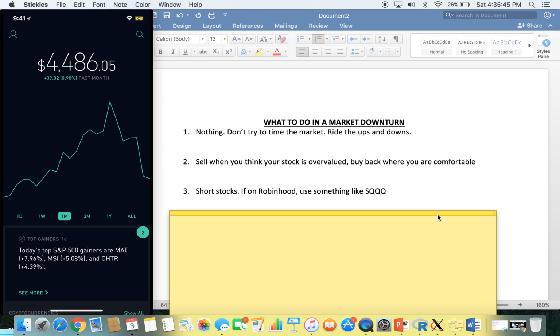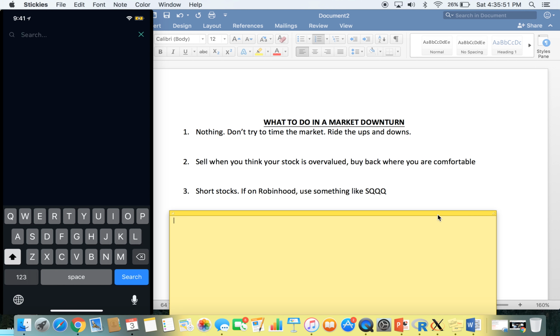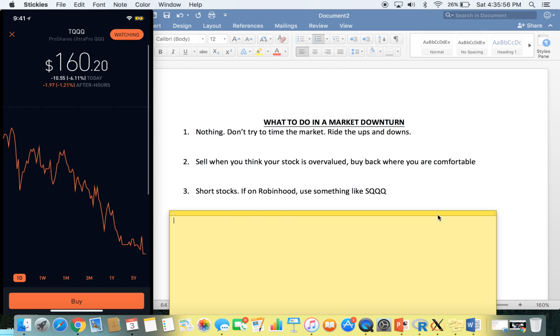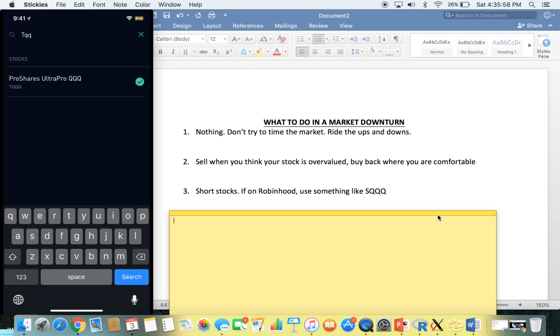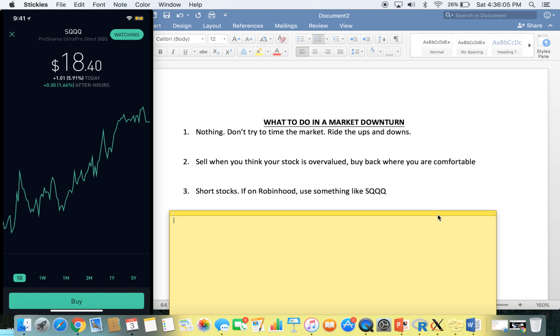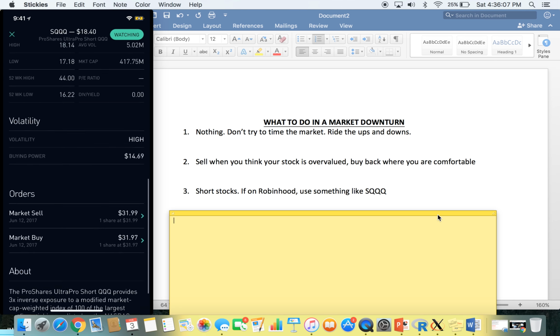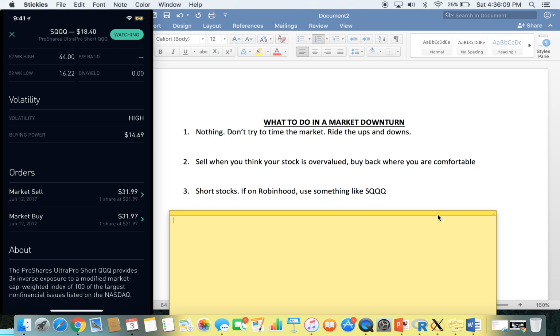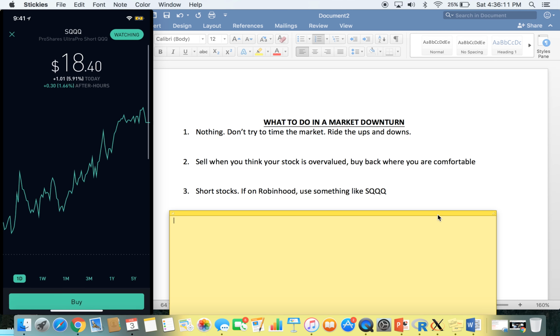Number three, short stocks. When you think a market downturn is coming, it might be time to short some shares. On Robinhood, you can't short stocks directly, but you can use something like SQQQ, which is an ETF. This is the ultra short, and it's up 6% just today. It's a 3x inverse exposure ETF, so you're going to get 3x the opposite of what the QQQ ETF does, which is really interesting.